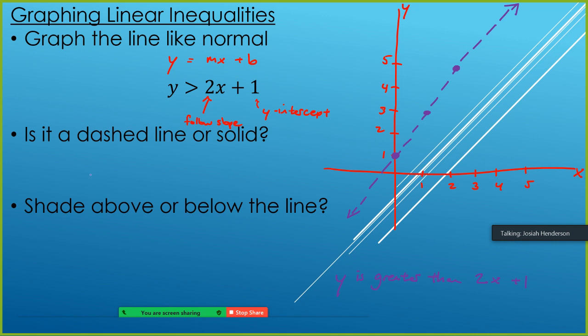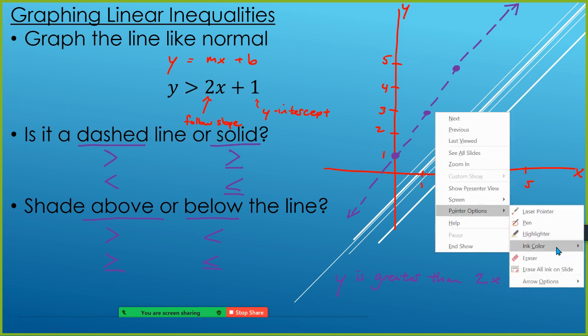So I'm going to add this into my rules on the left. We do a dashed line when it's greater than or when it's less than. We do a solid line if it were greater than or equal or less than or equal. One more step. We shade above or below our line, but how do we know which one to use? Shade above for greater than or greater than or equal to. Shade below for less than or less than or equal to. Now I'll show the shading in just a sec.